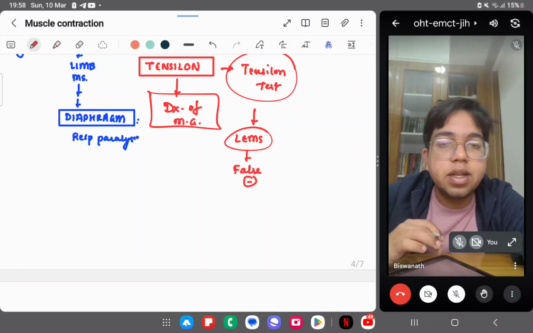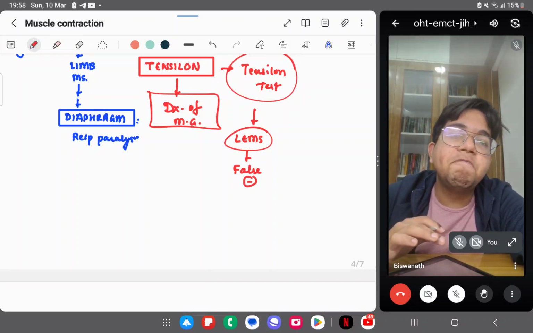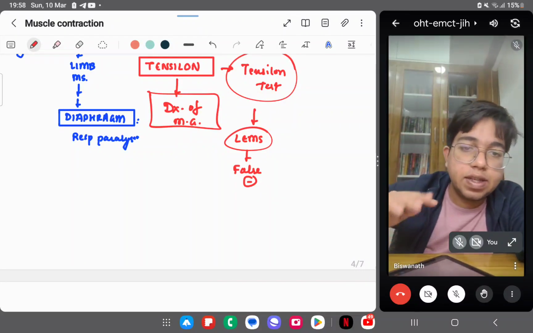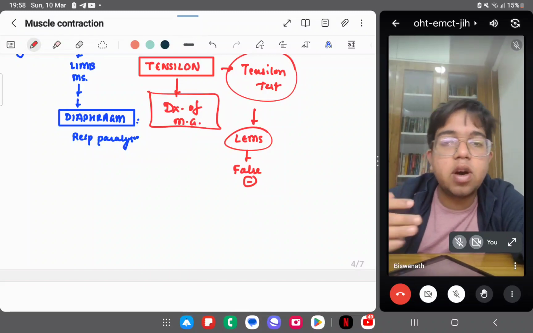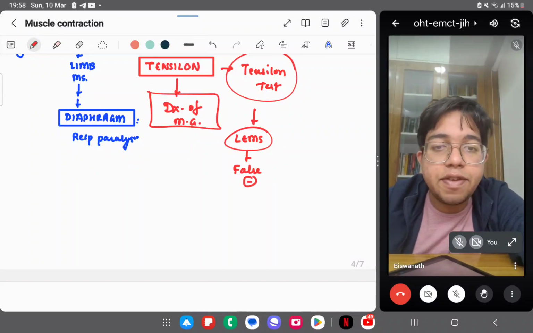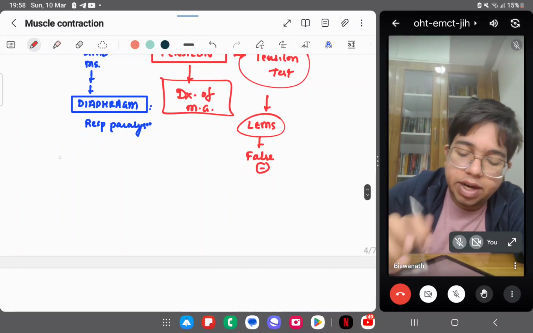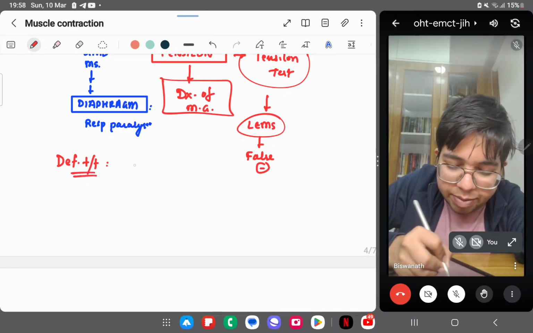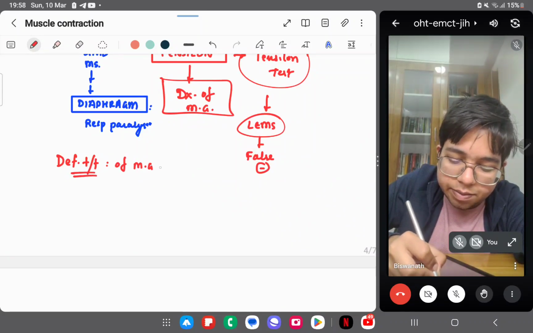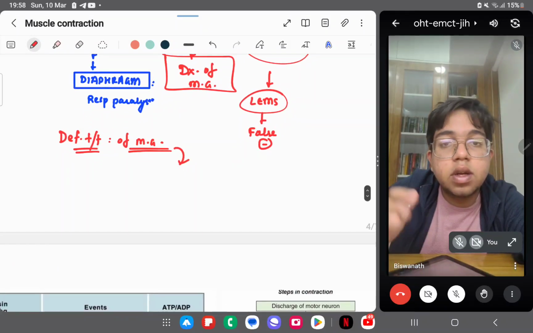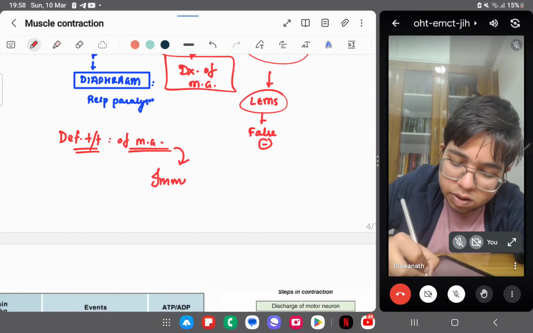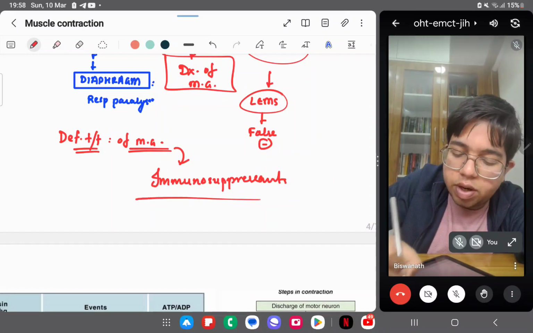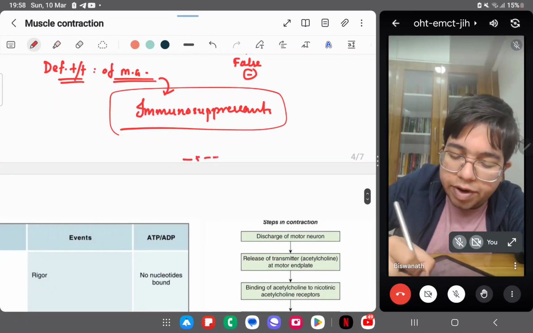Another thing you can use for treatment: first you will give neostigmine. If there is improvement, okay, or if there is worsening, we'll see the definitive treatment. Remember the definitive treatment of myasthenia gravis is immunosuppressants. Understood? It is immunosuppressants.